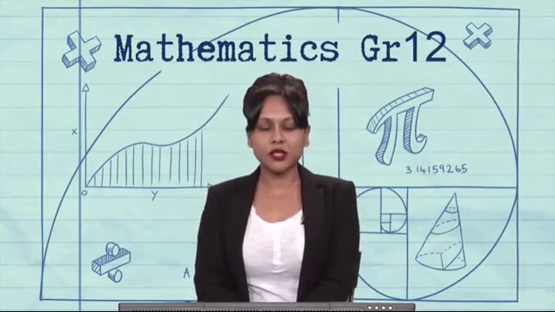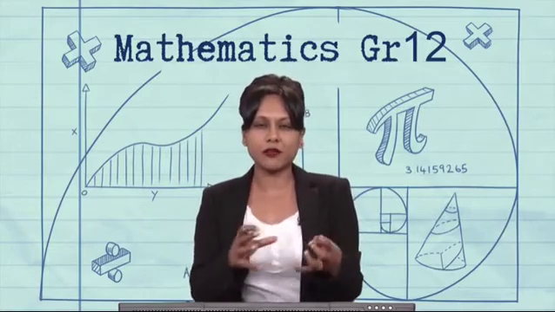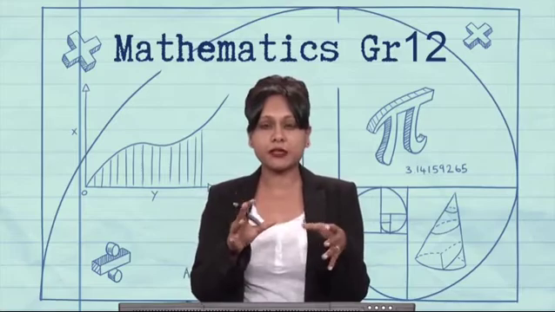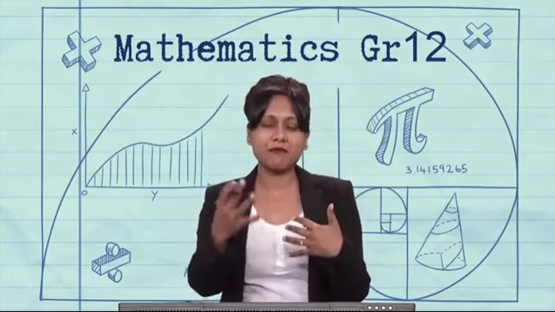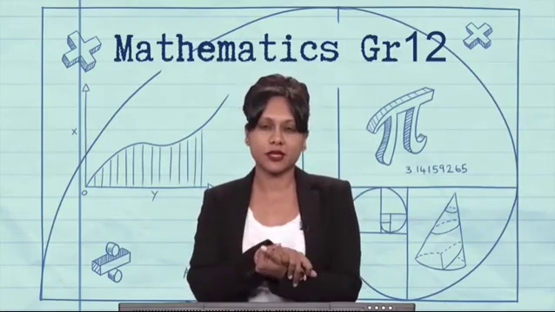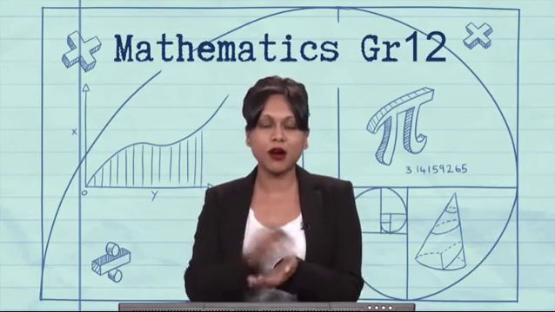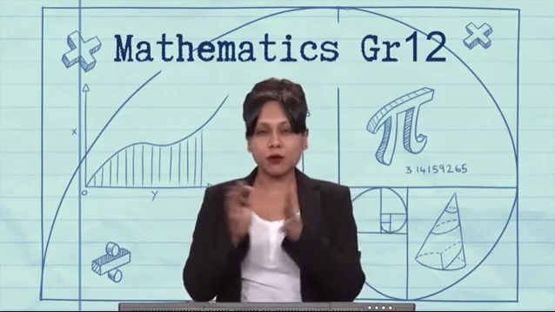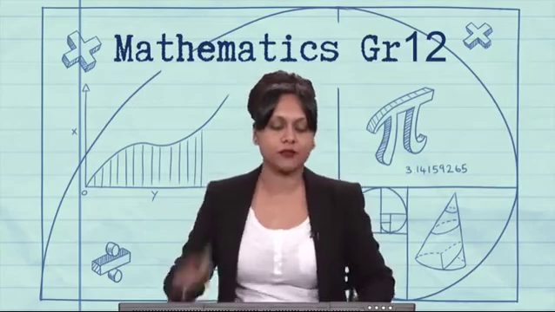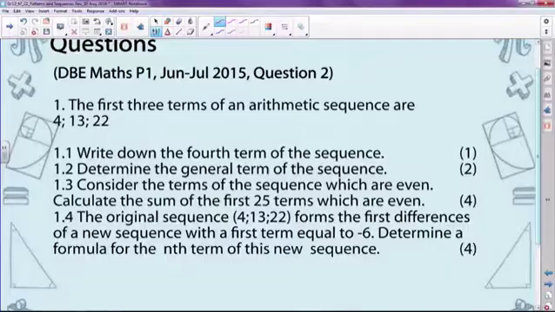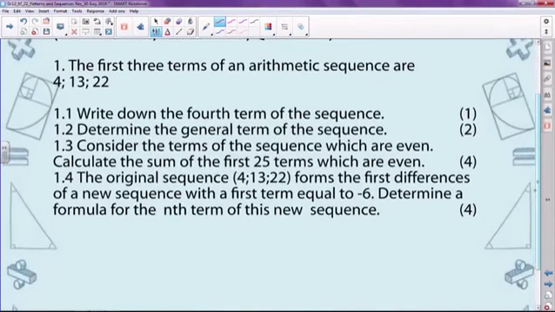Right, guys, so this question here, all you had to do was take down the key information, work out your common difference, and see if you could make sense of what the question was asking you to find in each part, okay? Let's go through it together. We want to get through all of these questions if possible. You were told that the first three terms of an arithmetic sequence are 4, 13, and 22. You're asked to write down the fourth term of the sequence.